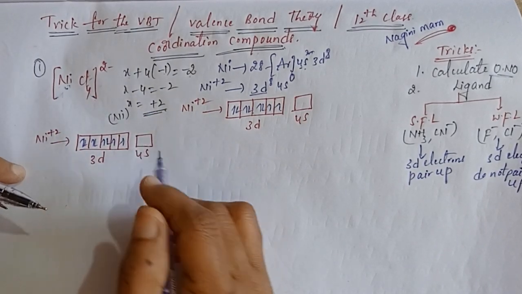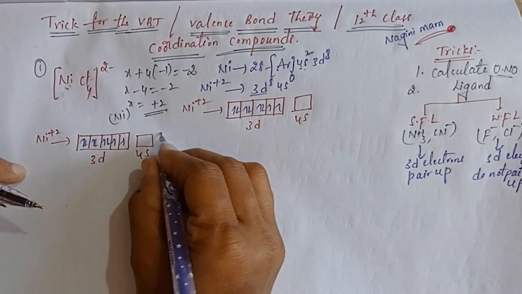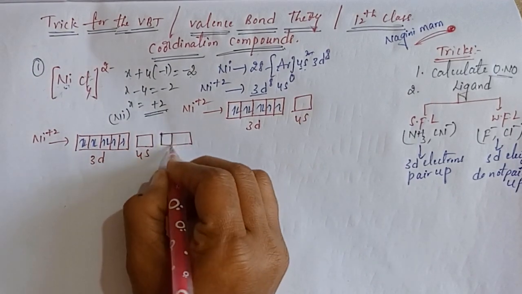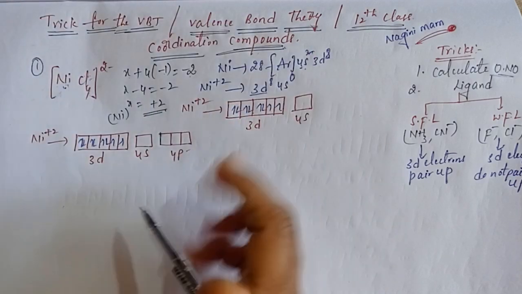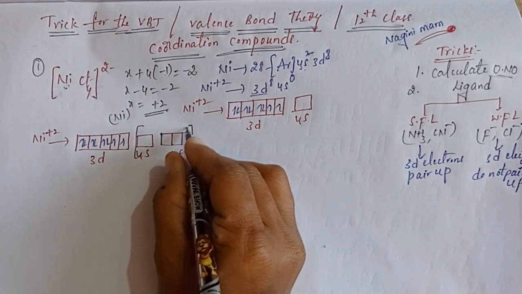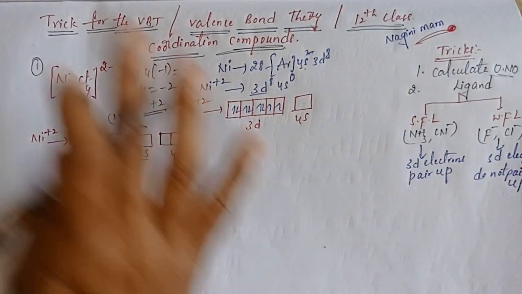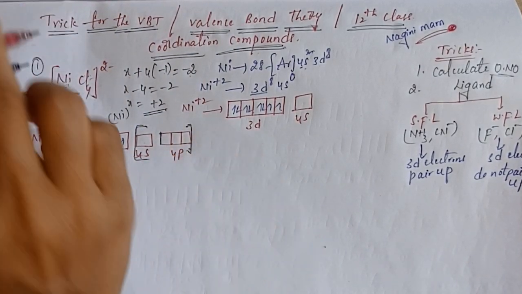Already here 1 vacant orbital is there, still 3 are required. That's why I am taking from 4p, students. The fourth shell is the valence shell, so we can take 4p. It is completely vacant. How many orbitals, students? 1, 2, 3, 4. So in total we have 4 vacant orbitals. Clear? Now these orbitals are undergoing hybridization, students.